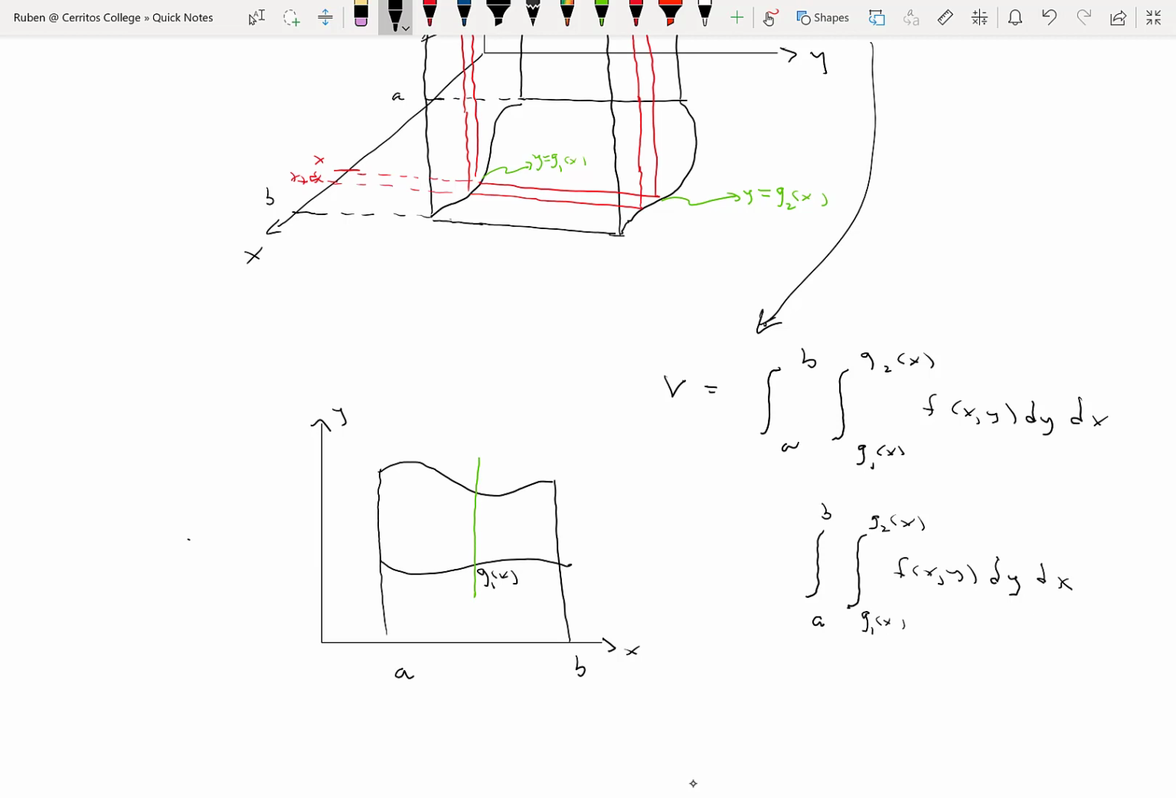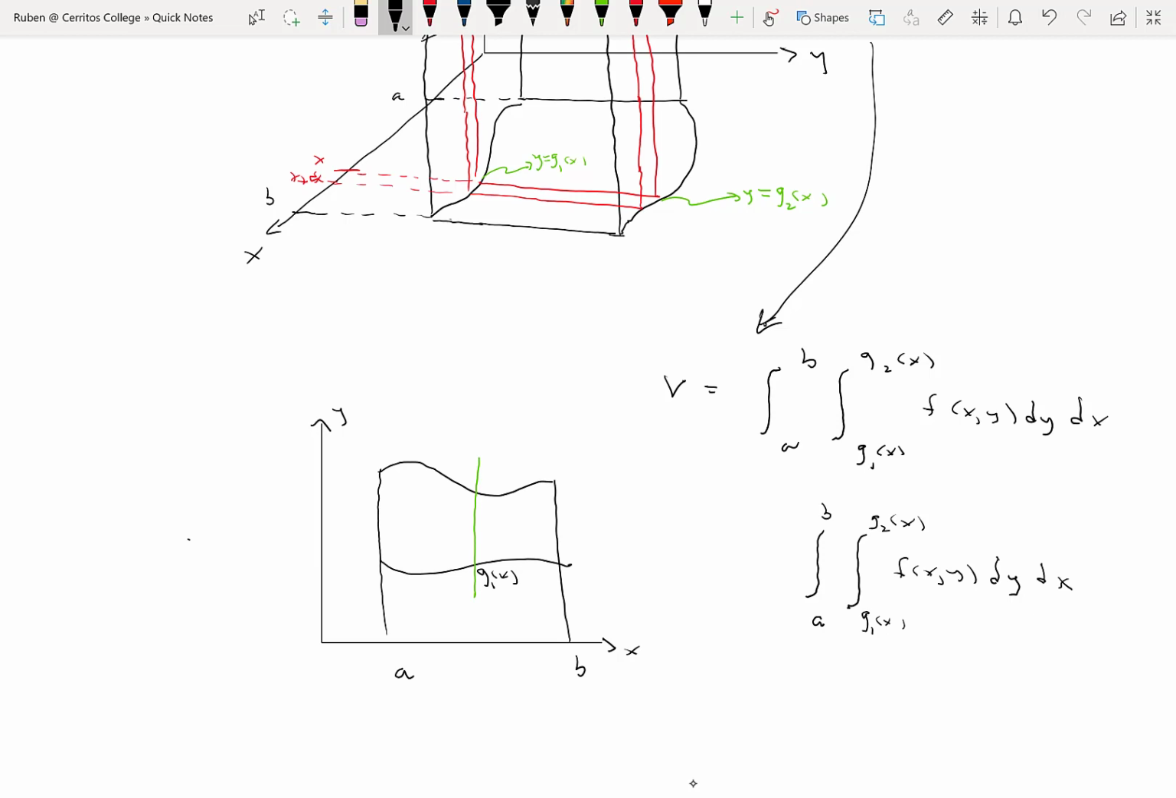The last two limits of integration are going to be constants, always. The innermost limits of integration may be non-constant functions of x, depending on what our region looks like. If we're integrating over a rectangle, the g1 is c and the g2 is d, and so our limits will be constant. But in general, our limits can be variable.